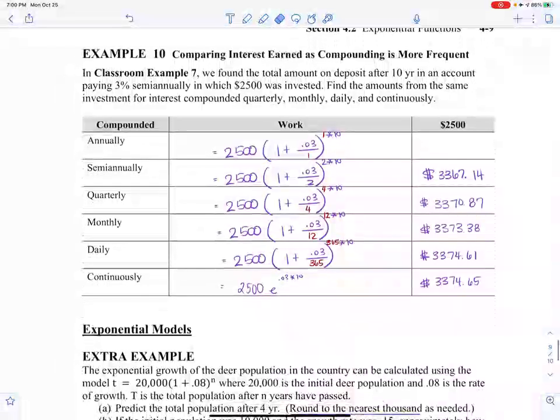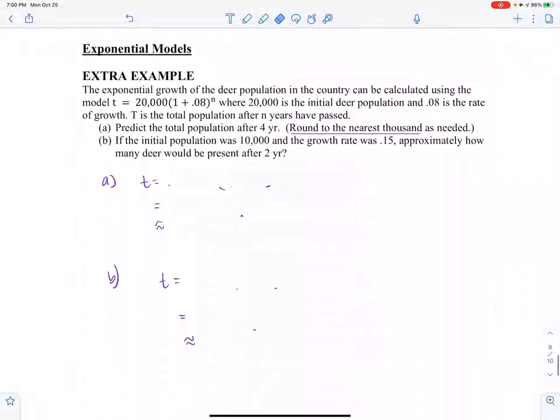All right, for the last example of this section then, let's look at a non-money question. So we are told that the exponential growth of the deer population in the country can be calculated by using the following model. And so here's the model that they gave us. And now they're going to explain what each piece is of the model. So 20,000 is the initial deer population. 0.08 is the rate of growth.